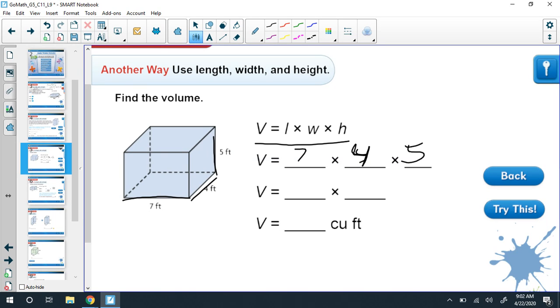Now, just like I said in the last one, I want to make sure that I group together the 2 that seem to make the most sense or are going to be the easiest for me to work with. And I know that 4 times 5 gives me a product with the 0 in the ones place. So I'm going to do that first. I'm going to say 4 times 5 is 20. And then I'm left with 20 times 7. Well, anything times 0 is 0. So I just have to do 7 times 2, which is 14. And then they've already written our units in here. We're working with feet, so they are cubic feet. 140 cubic feet is the volume of this rectangular prism.